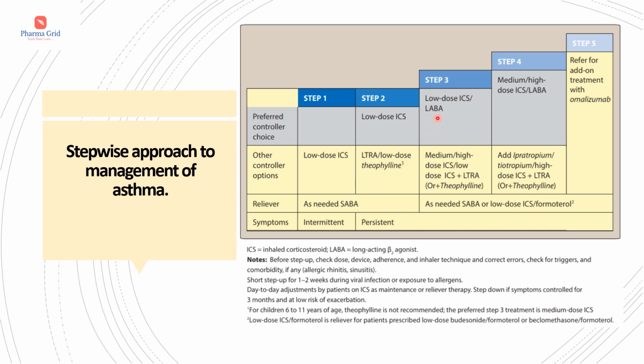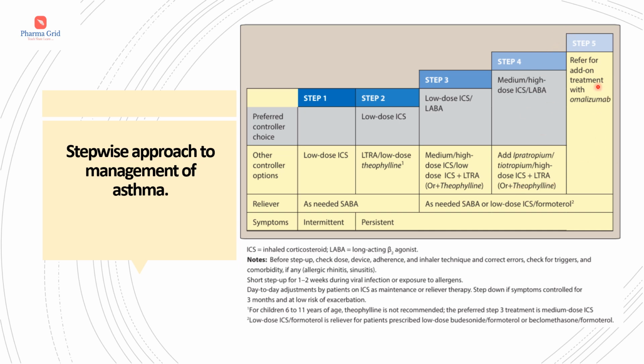Then step 3 means you can add low-dose inhaled corticosteroids or long-acting beta-2 agonist. And in step 3, other controller options include medium or high-dose inhaled corticosteroids or low-dose inhaled corticosteroids plus leukotriene receptor antagonist or plus theophylline. Then step 4 means you can add medium or high-dose inhaled corticosteroids or long-acting beta-2 agonist. Other controller options include add ipratropium or tiotropium or high-dose inhaled corticosteroids plus leukotriene receptor antagonist or plus theophylline.